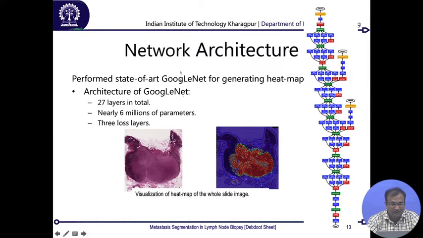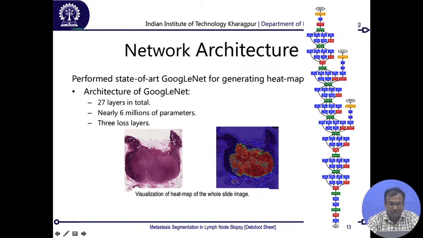So the network which they use is a state-of-the-art GoogLeNet. This is Google's modified version of the standard LeNet architecture, and it is a 27 layer network in total, including some layers which are called inception layers. You can read much more details in the actual GoogLeNet paper.